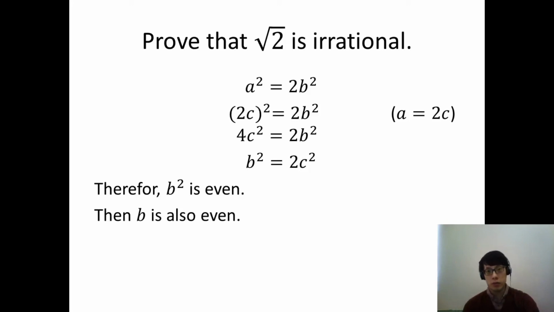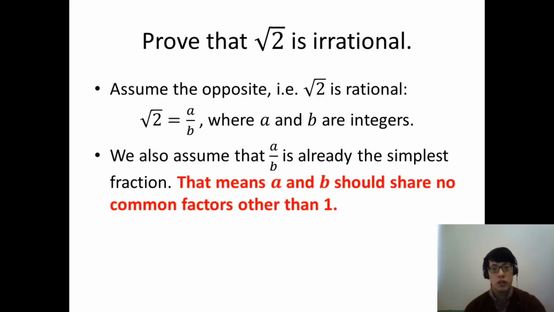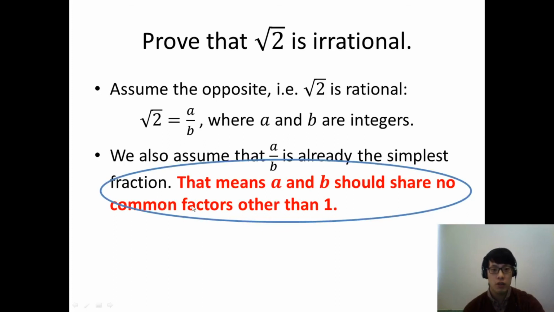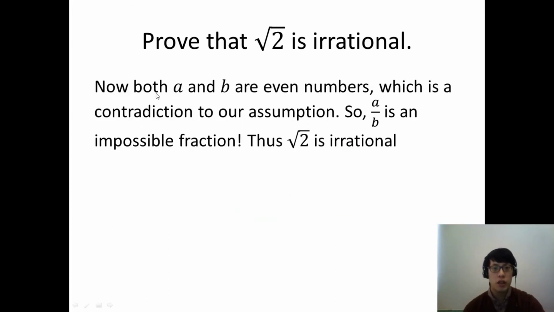So what's the problem? We have a problem, right? Do you still remember our assumption? We assumed that a and b share no common factors other than 1. But now we got that a and b are both even, which is a contradiction to our assumption. So a over b is an impossible fraction. It does not exist. So root 2 cannot be rational. It can only be irrational.